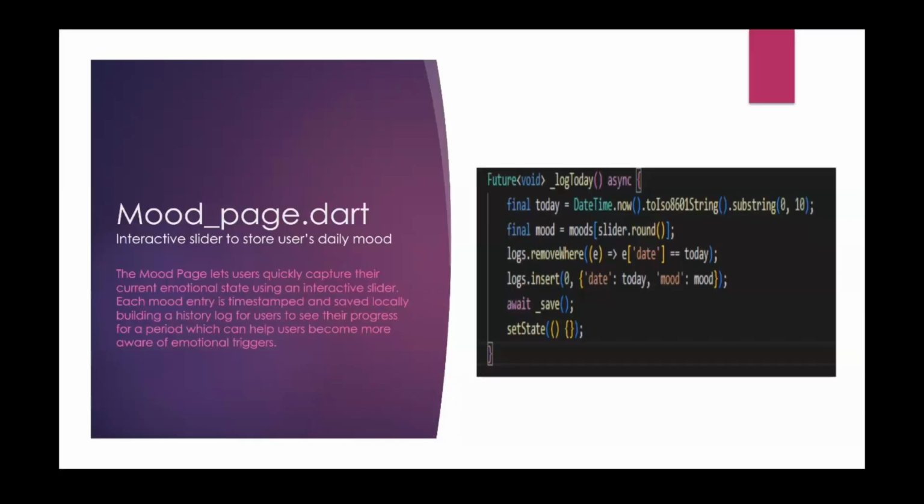So it's basically an interactive slider that you can use to declare how you're feeling throughout the day. If that's sad, if that's all right, if that's happy, whatever it may be, it will save that locally with a date timestamp so you can come back and see how you were doing on this certain day and relive your progress.